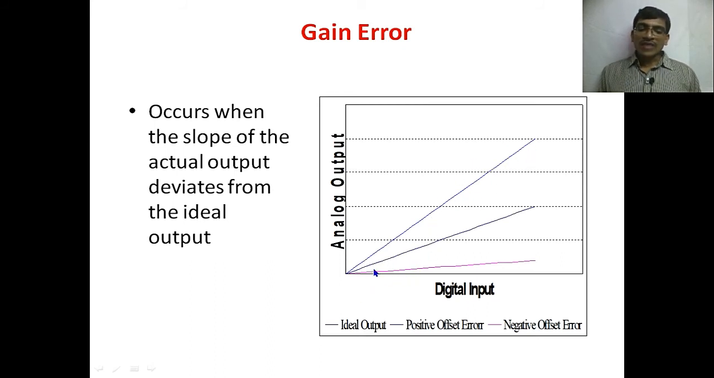When the positive offset error occurs, the curve may go like this. When the gain error occurs, the output may vary or be different from the original output. The difference in the gain between the ideal output and the practical output is called a gain error. It occurs when the slope of the actual output deviates from the ideal output. So suppose here it is called a positive error and this is called a negative error.